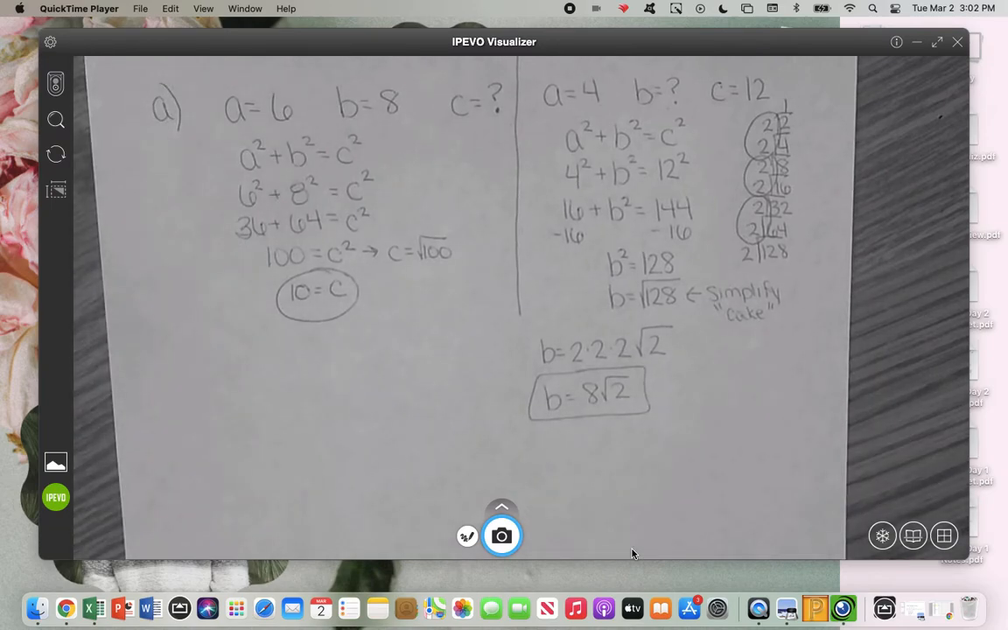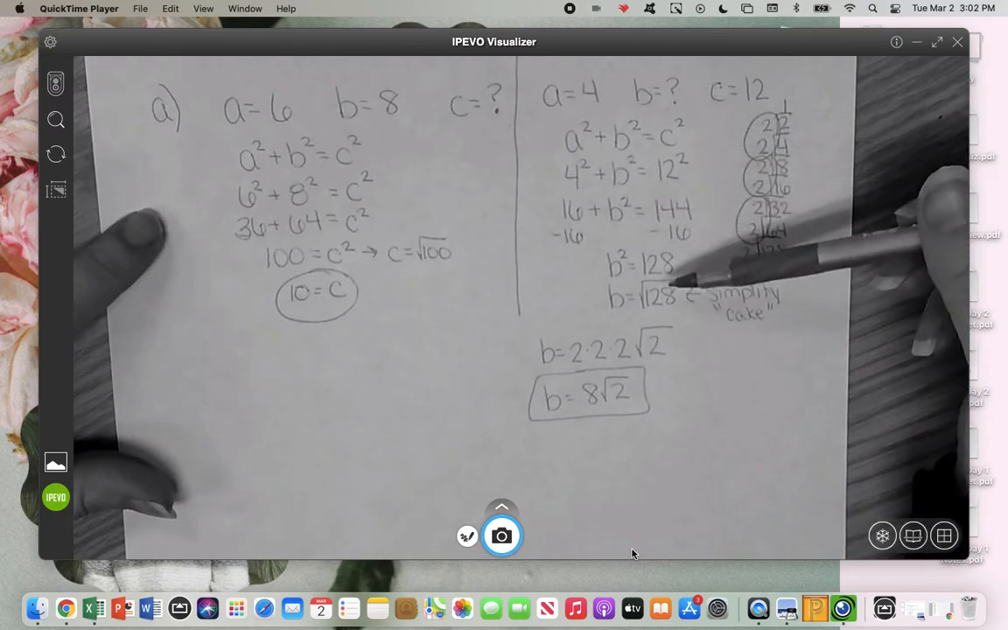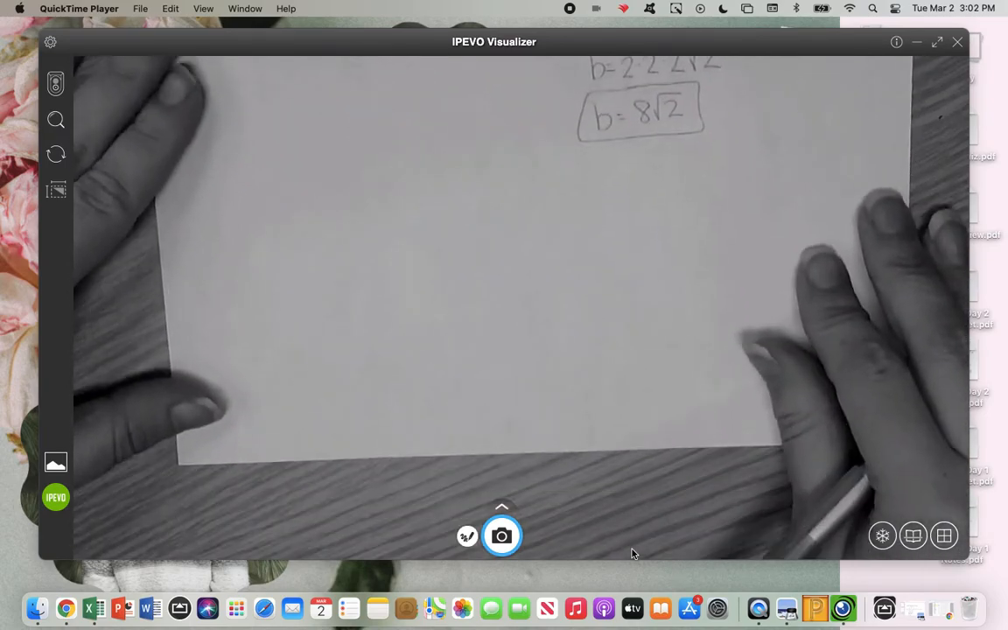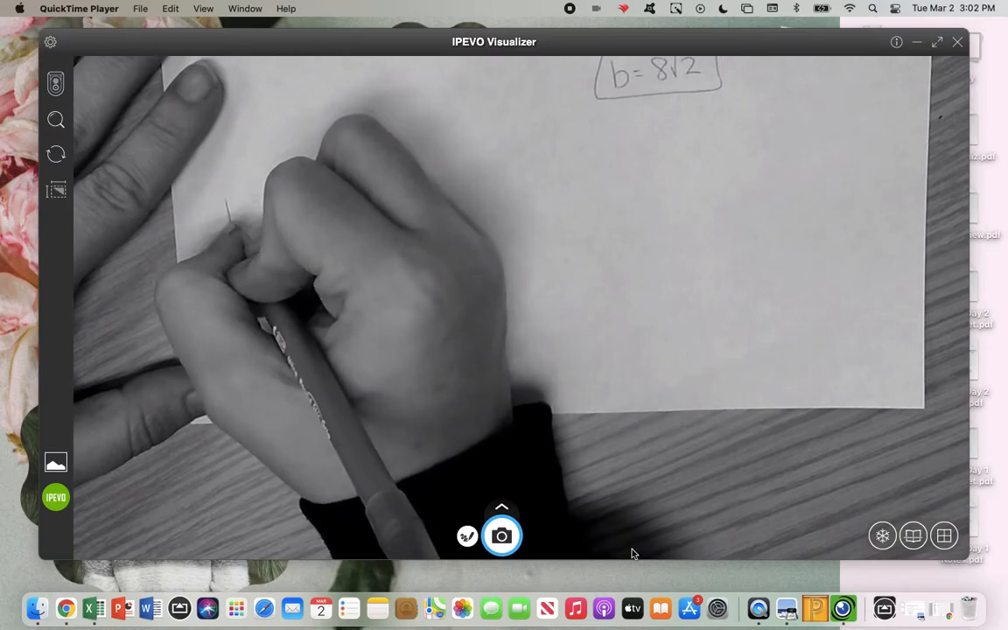So if you are missing a side, you are going to have to do some subtraction. If you're missing the hypotenuse, it's a little bit simpler. Let's do a couple more, and this time I'm actually going to draw a triangle for you.